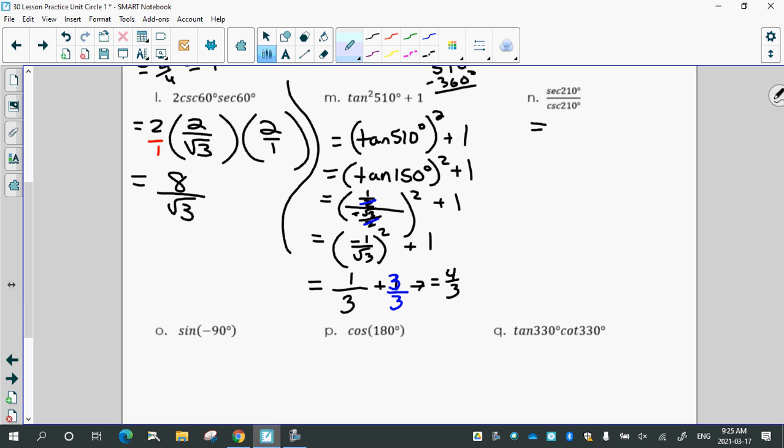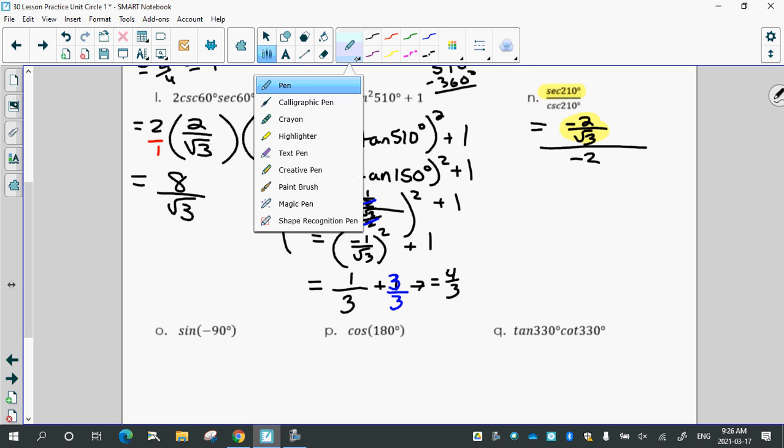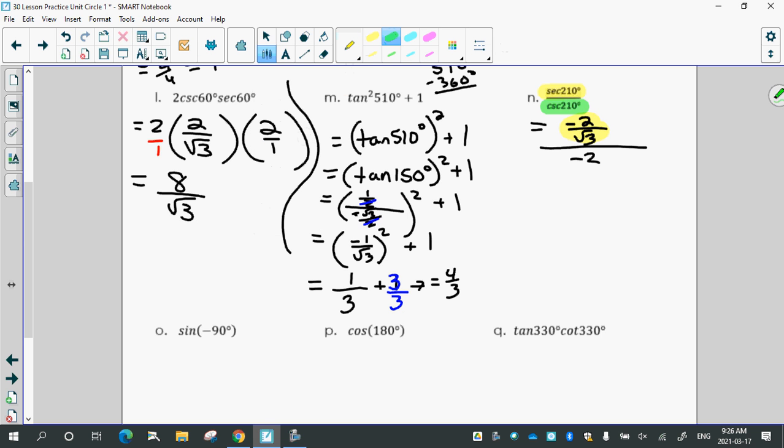So if you're looking up 210, secant is related to cosine, so I'm going to look at the x value. It's negative root 3 over 2, so I'm going to flip it. Sec of 210 is the same as negative 2 over root 3 divided by the cosecant of 210. So the sine of 210 is negative 1/2. So the cosecant is going to be negative 2. You could have negative 2 over 1 if you want as well.